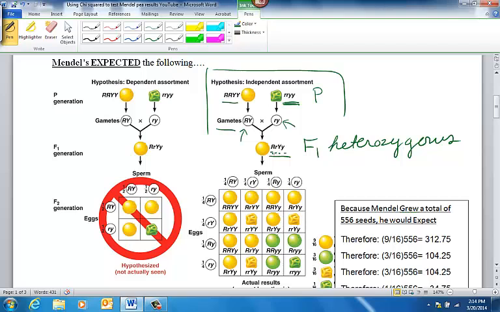But when you allow this heterozygous big R, little r, big Y, little y plant to breed, he hypothesized that independent assortment would occur, that the big R factor could go with the big Y factor, or the big R factor could go with the little y factor. Let me just erase so we do not get too confusing. The little r factor could go with the big Y, or the little r could go with the little y. And so we see here the four combinations that are possible for the gametes.